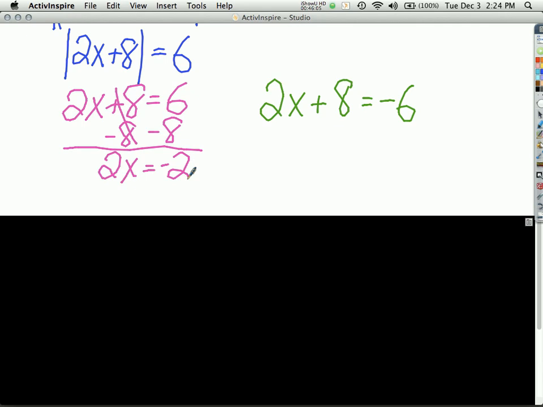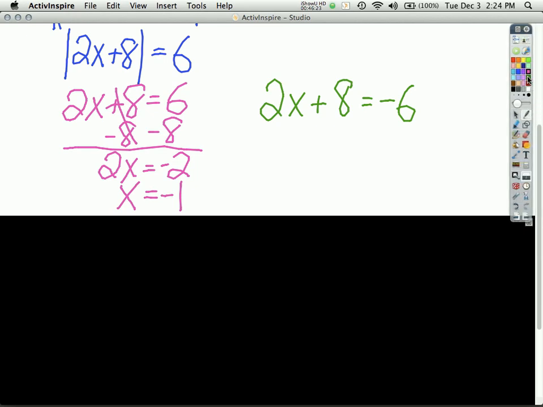We don't even need to do anything. We could just figure it out. What will the solution of this one be? Alexandra? Negative 1. So we got one solution as negative 1.